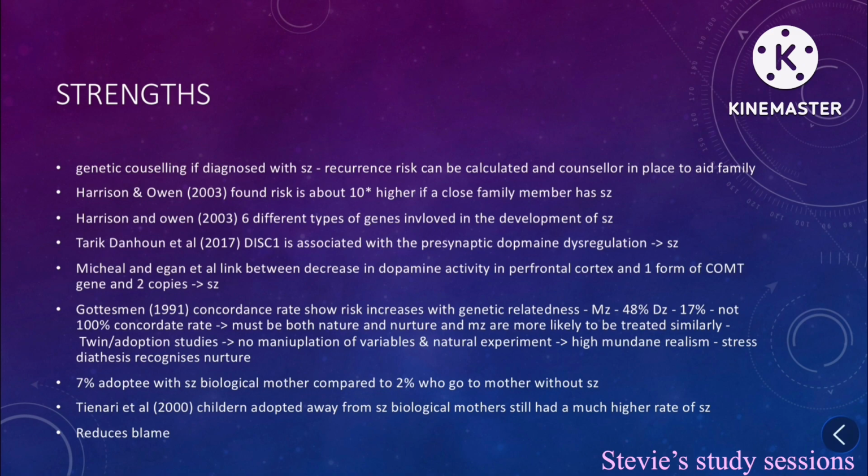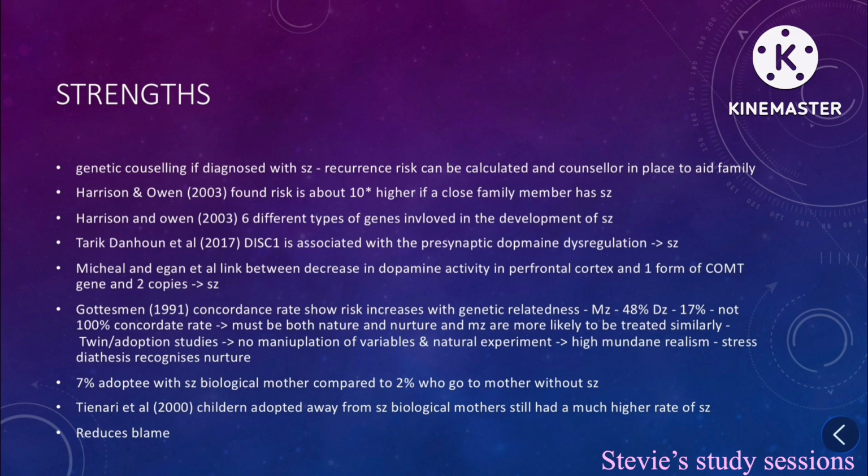Egan et al. found a link between a decrease in dopamine activity in the prefrontal cortex and one form of COMT gene and 2 copies of it leading to schizophrenia. Gottesman and Shields, 1991. I have elaborated further on this study in my twins and adoption video. However, Gottesman and Shields showed that there was a concordance rate with genetics using twins.